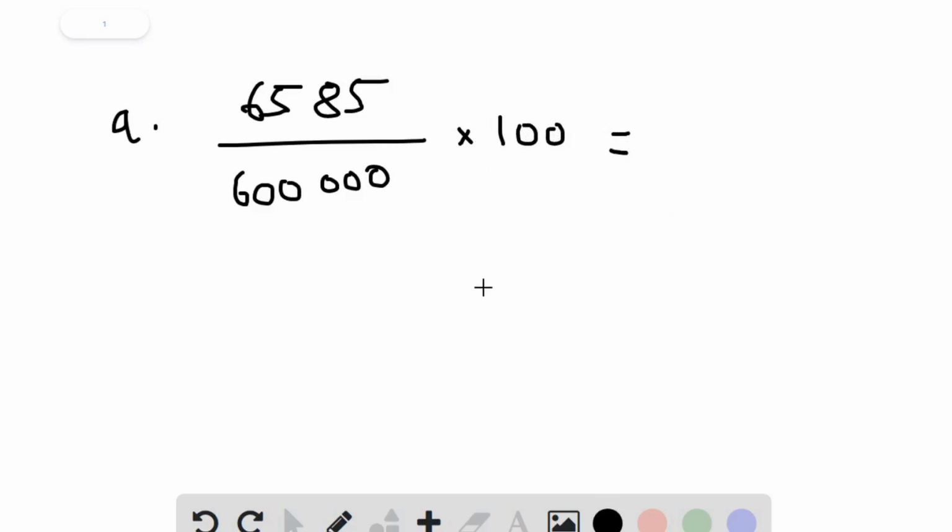So if we perform that calculation, rounded we get 1.1%. So we only get 1.1% of the energy in sunlight.